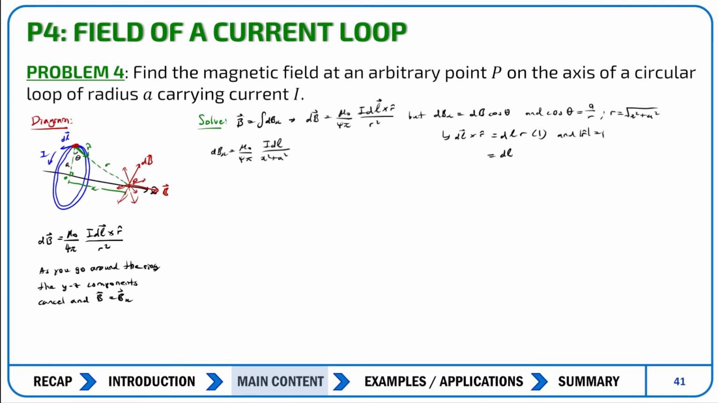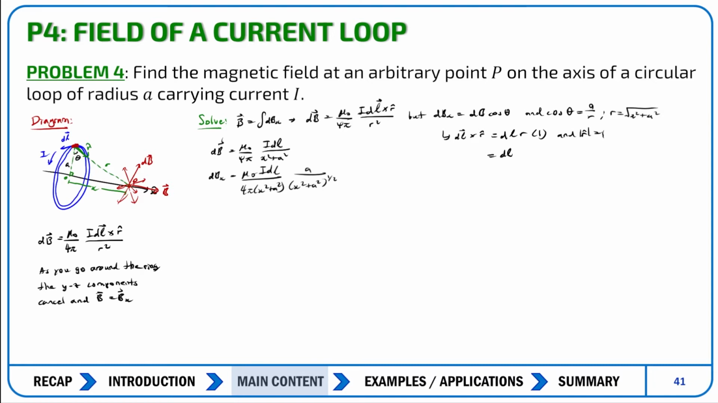But we also know that dBx, oh sorry, one second, I jumped the gun a bit, it shouldn't be dBx. So dB is equal to that. After that, we take dBx, which is dB cos theta. So then we have mu naught I dl over 4 pi (x squared plus a squared), and cos theta is a over r, so we get a over (x squared plus a squared) to the power of 1/2.